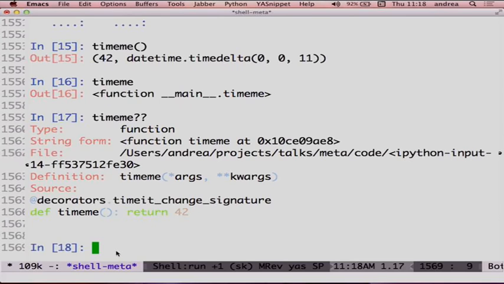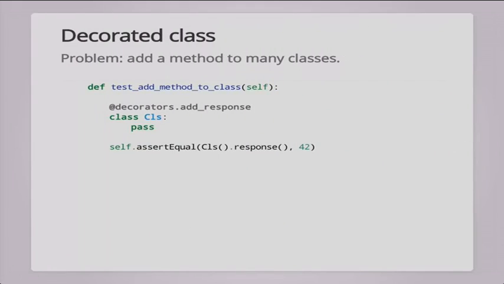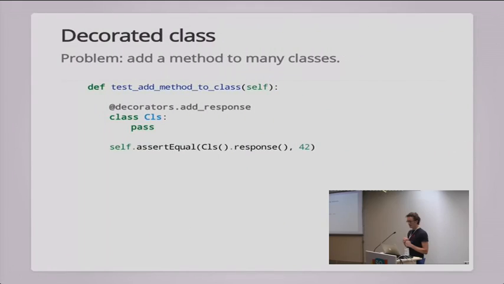All right, so another example. This is how you can decorate a class instead. Suppose I want to add always the same method to many classes, and I don't want to go in every class and change it, and I don't want to make a super class to do this. This is another very simple way to do that.